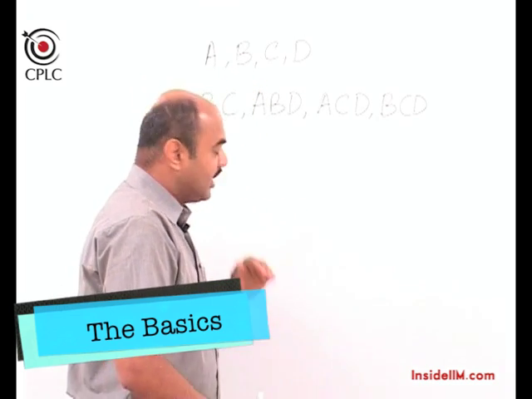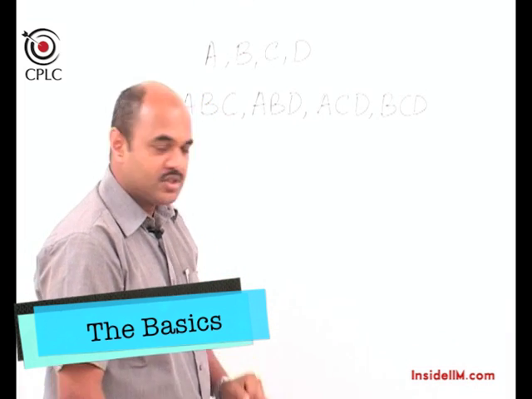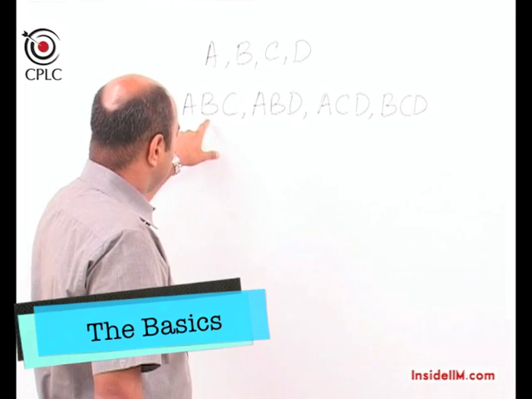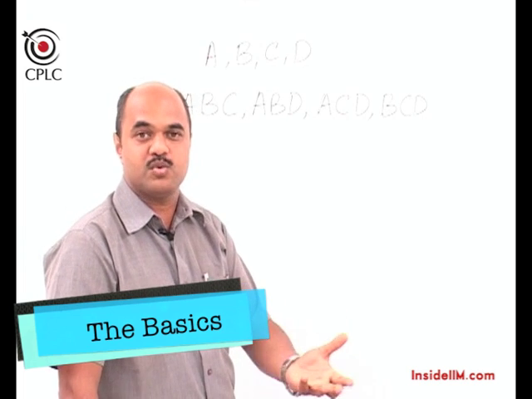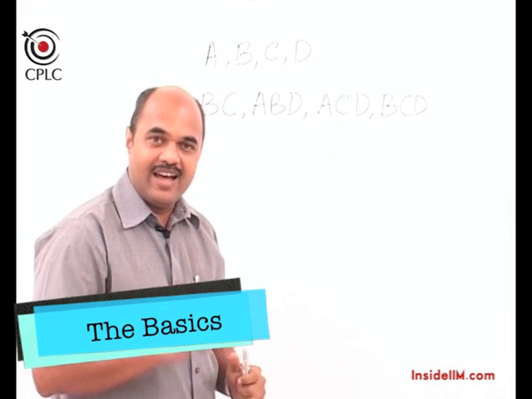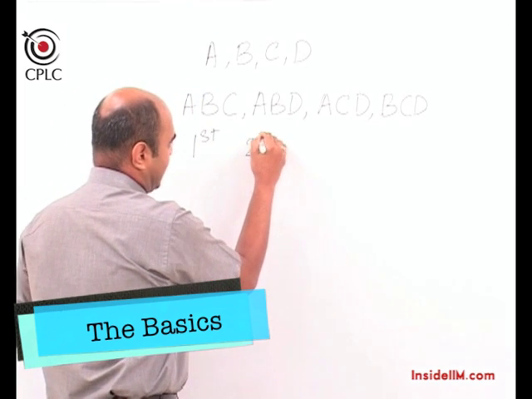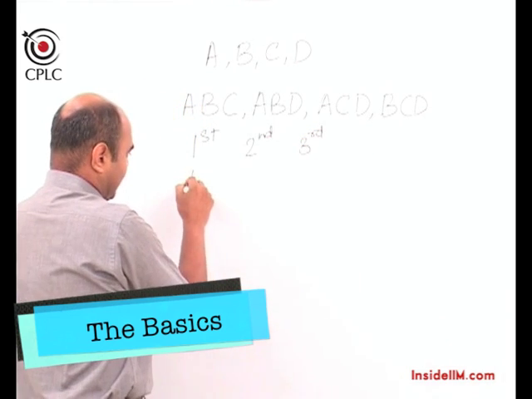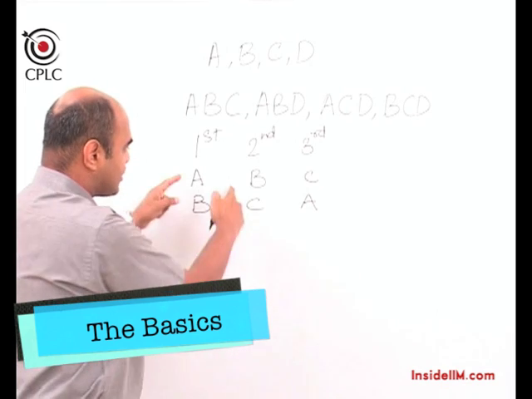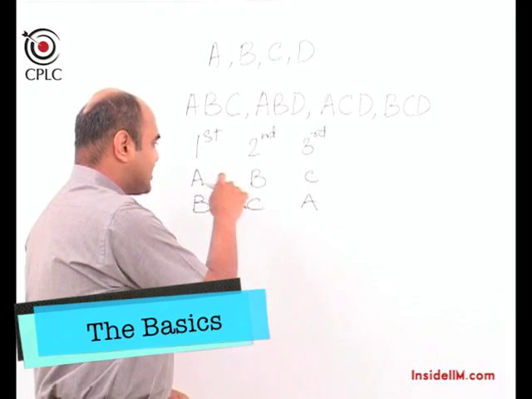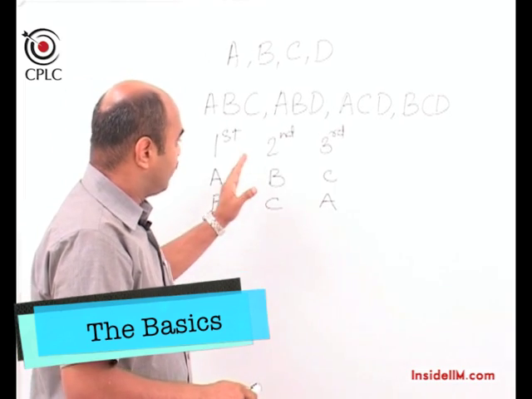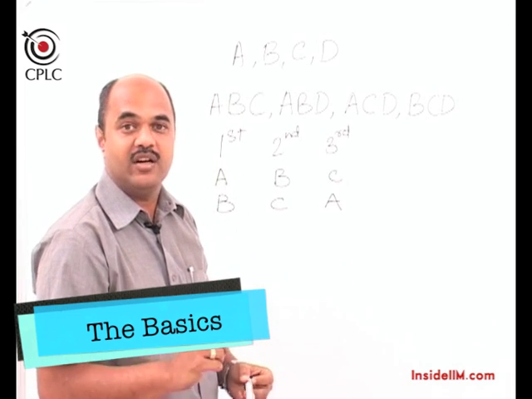How does this matter? If these 3 people are going to be given a consolation prize, then whether we say A, B, and C should be given a consolation prize, or we say B, C, and A, this is one and the same thing. Hence, there are just 4 ways of selecting 3 people to give away a consolation prize. But now, if I want to give a first prize, a second prize, and a third prize, then whether I say A, B, and C in this order, or B, C, and A in this order, these are 2 different ways of selection for the same 3 people. Hence, now the answer will no longer be 4 ways. It is going to be much more than that, which is actually 24 ways of selection.